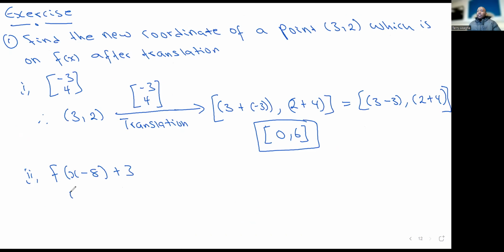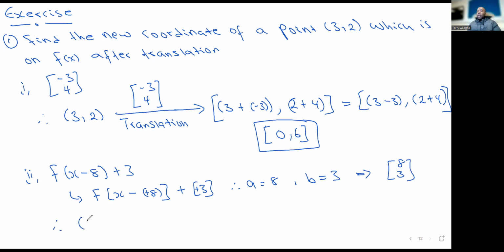So in this case, we can write this again as f(x - 8) + 3. As you can see, this is the same thing as this, because minus times plus gives you minus, and plus times plus gives you plus. Both of them are exactly the same thing. So we can now say our a is equal to 8, and our b is equal to 3. Then we can write it in vector form as 8 and 3.